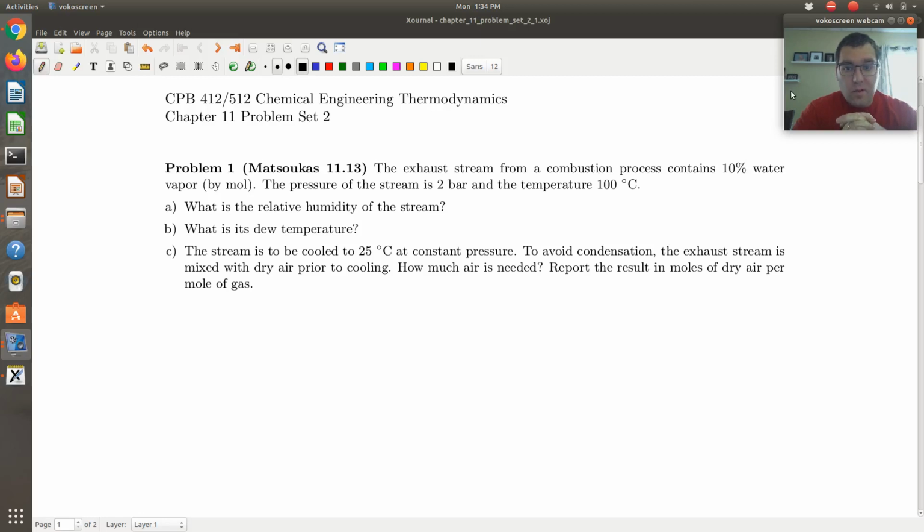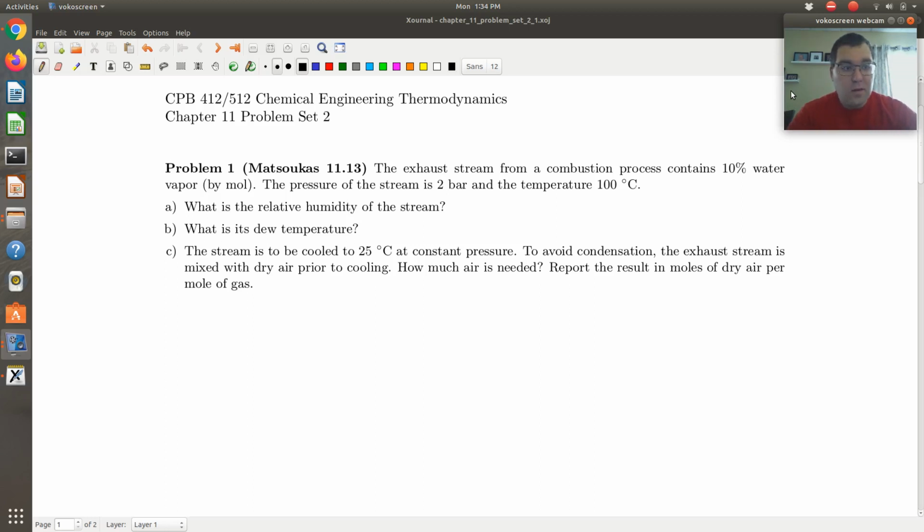All right, let's take a look at the first problem from our second problem set for Chapter 11. We're told we have an exhaust stream from a combustion process that contains 10% water vapor by mole. The pressure of the stream is 2 bars, and the temperature is 100 degrees C. What is the relative humidity of the stream? What is the dew temperature? And then we'll take a look at C.